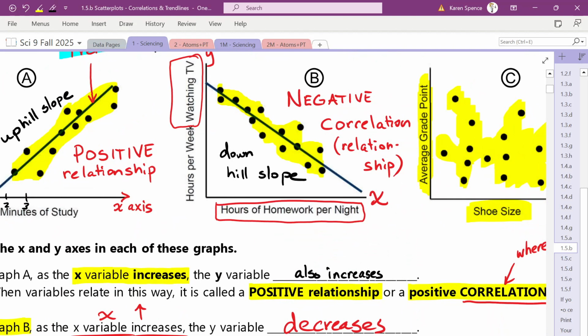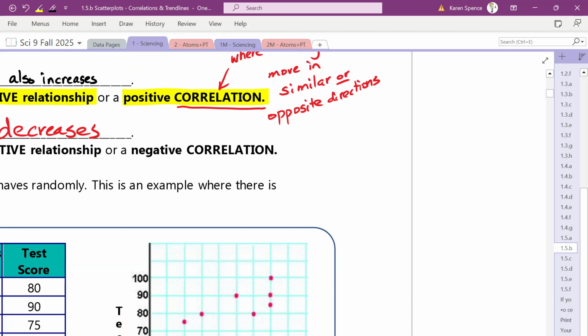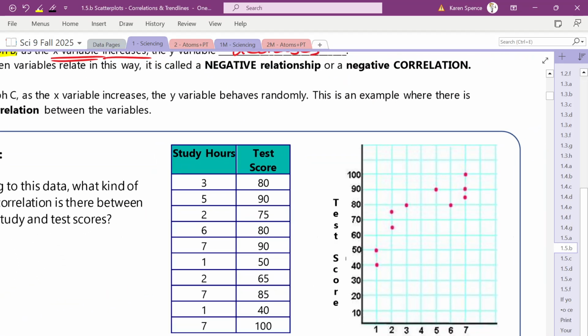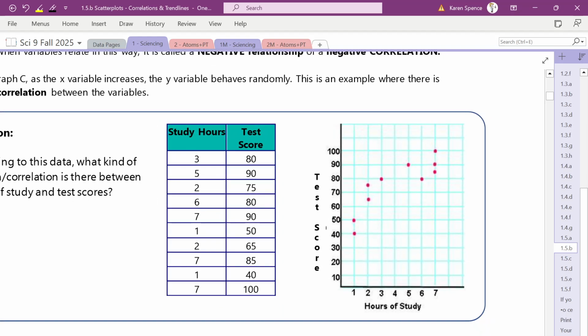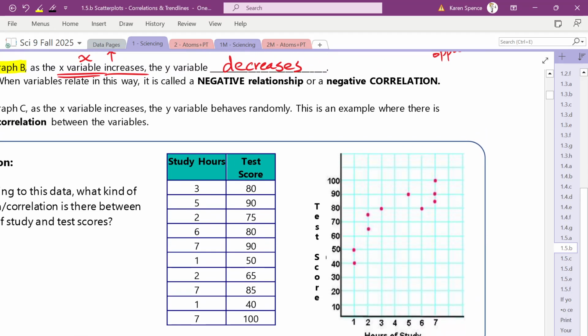Okay. And then, of course, you might have a crazy blobby shape that has no overall trend. And what do we call that? No correlation or no relationship. Okay. So, could you, at the bottom of this page, draw a little blobby shape around all of these points?